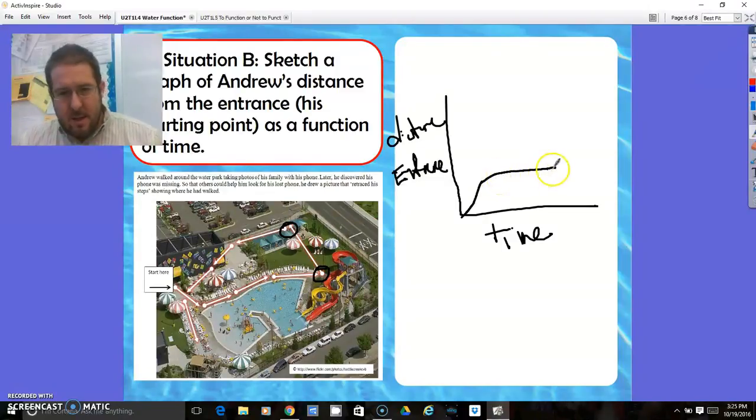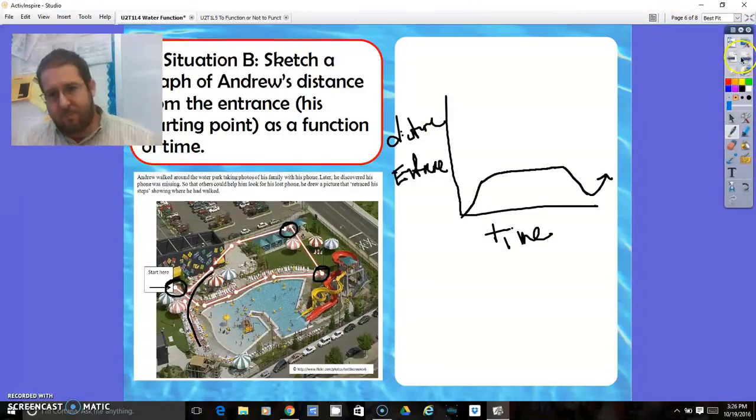So that's why it stays the same from here to here, because you're not any further away from the entrance. That's the entrance right there. But then after this dot, it's going towards the entrance, so it's going to rapidly get closer, but doesn't quite get to the entrance because you're going to pass the entrance, and then that means he's going to get further away. It's looking something like that.